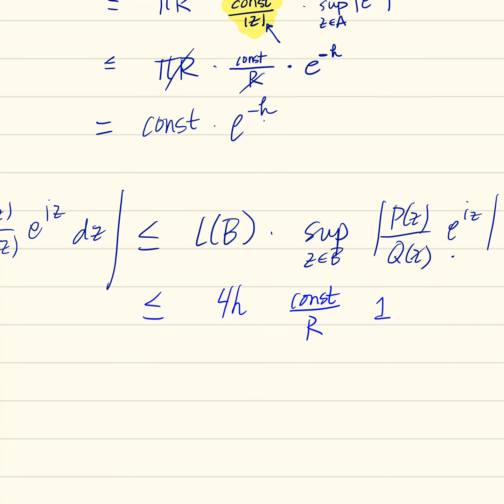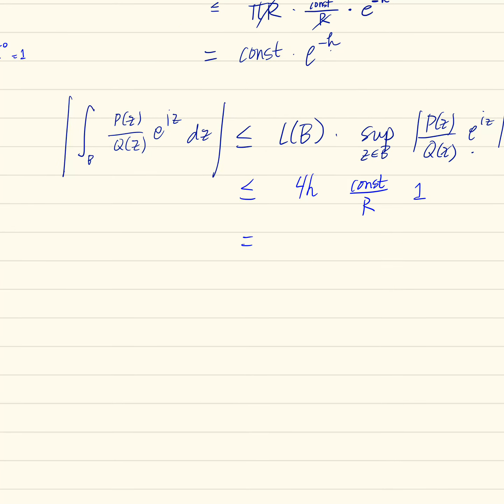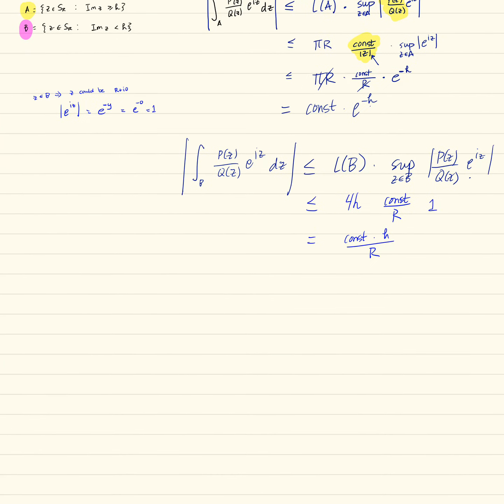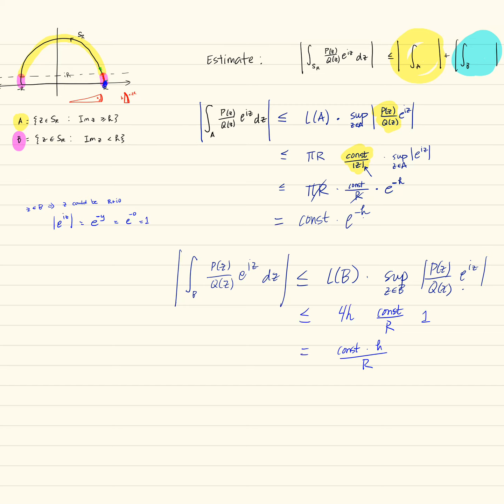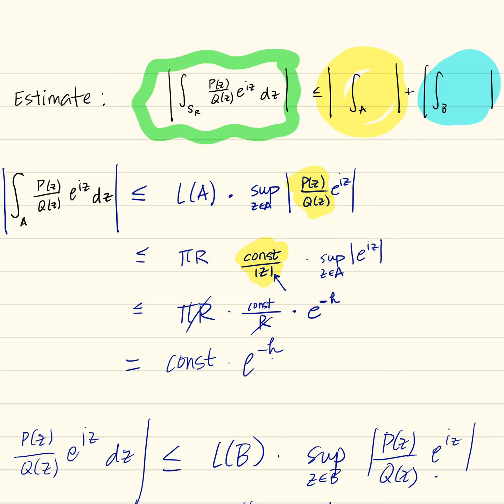So the sup over all e to the iz, the modulus of e to the iz is going to be 1 for that little piece here. So the best we can do is to say a constant times h over r. Now, remember our goal, our ultimate goal, was to show that this goes to 0 as r goes to plus infinity, right?